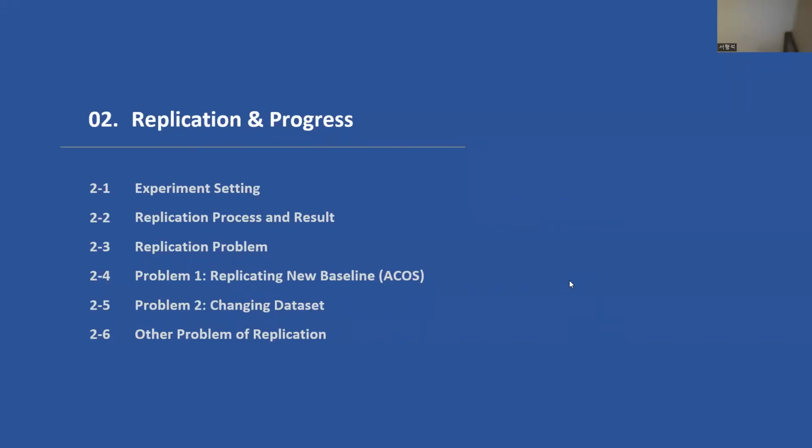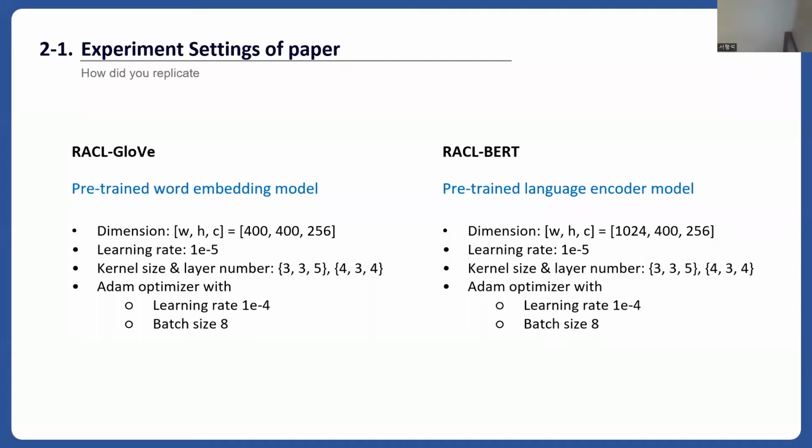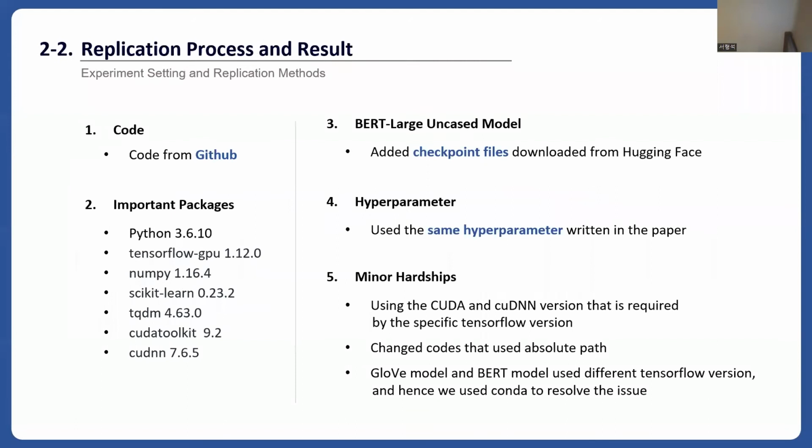Now let's move on to the application and progress part. Experiment settings: the paper used RACL-GloVe for the pre-trained word embedding model and RACL-BERT for the pre-trained language encoder model. Settings of hyperparameters such as dimension, learning rate, kernel size, layer number, and optimizer are all shown in the slide. These are some specifics of the experiment settings we used during the application.